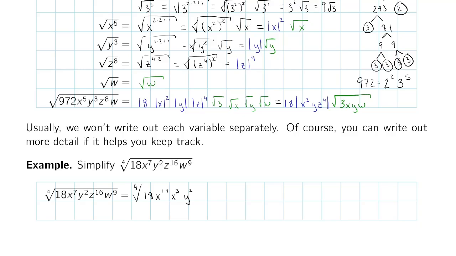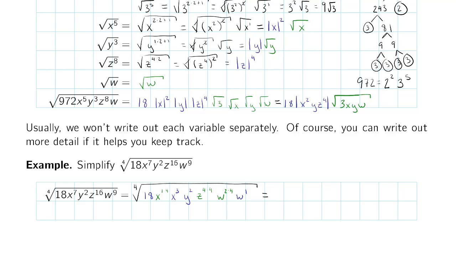y squared, 4 doesn't go into 2 at all. z to the 16 is just 4 times 4, so there won't be anything left over for the z. w to the 9th, so 9 is 2 times 4, that's 8, plus another 1. So what I've just done is split everything up into parts that are perfect 4th powers and parts that are going to need to remain inside the radical.